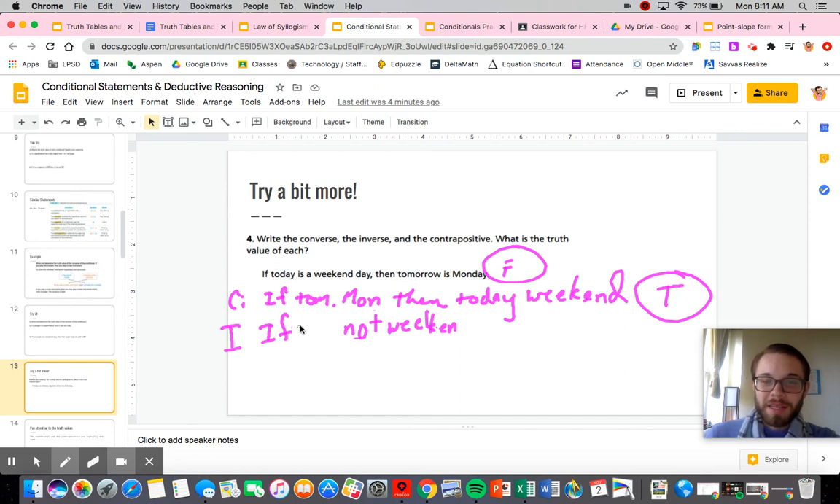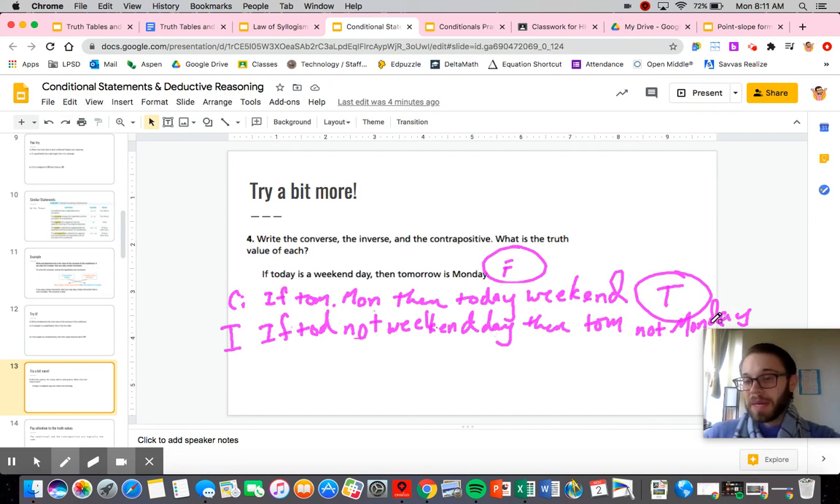So if today is not a weekend day, then tomorrow is not Monday, right? Well, we already had kind of answered that. We're saying the only day where we're going to get tomorrow to be Monday would be if it's Sunday. So if it's not a weekend day, then tomorrow is by definition not going to be Monday. So that is still true.